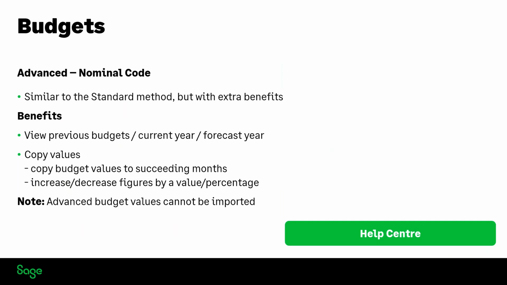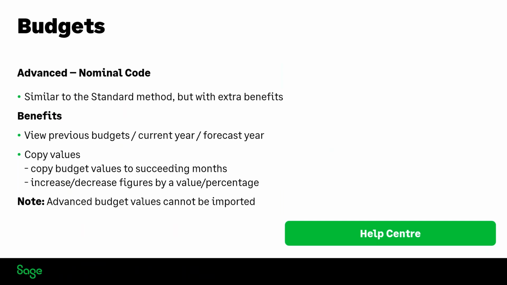Whereas when you're on the standard method, it's just one set of budget figures, months 1 to 12. And if you do change it for what will be your new financial year, those changes apply to your current year as well. So that's one of the big changes. There's an option to copy budget values to succeeding months. You'll be able to increase or decrease figures by a value or percentage.